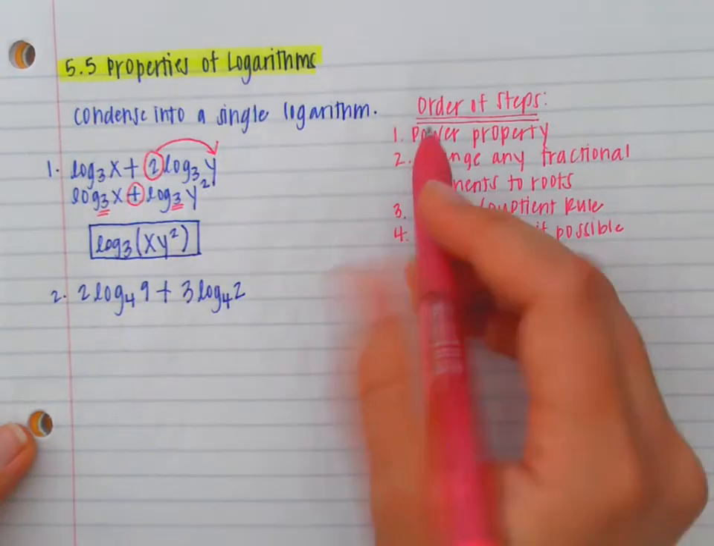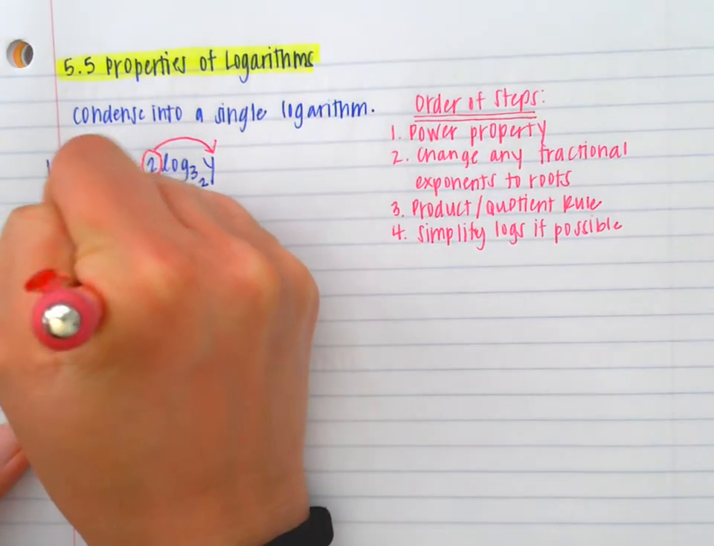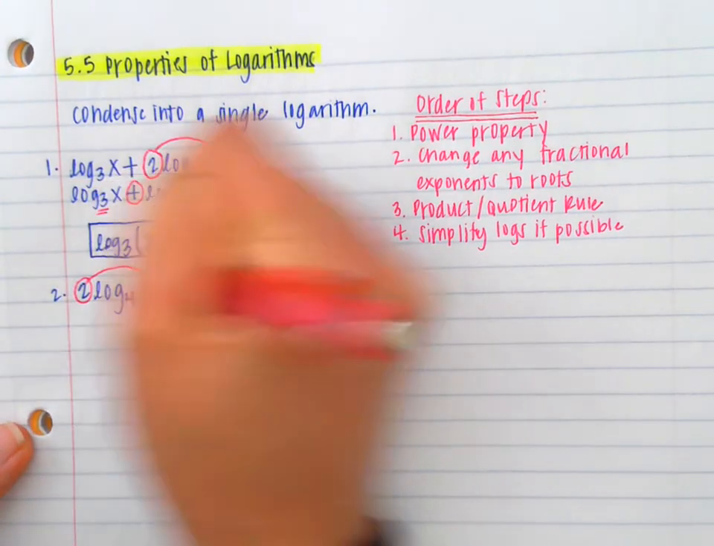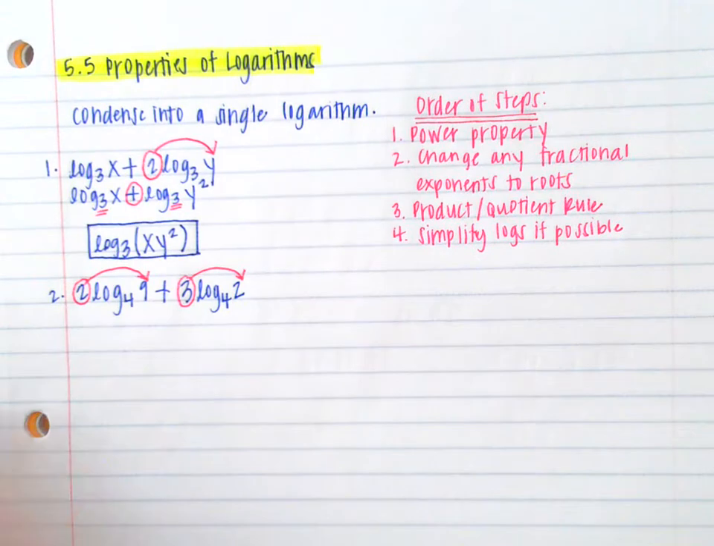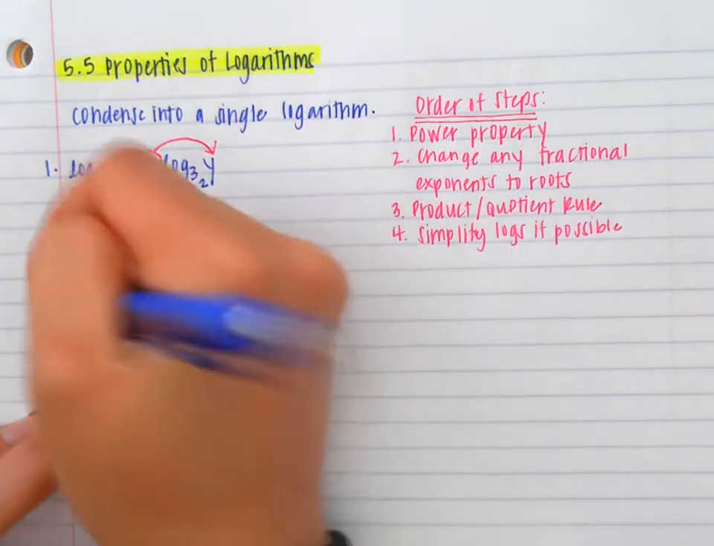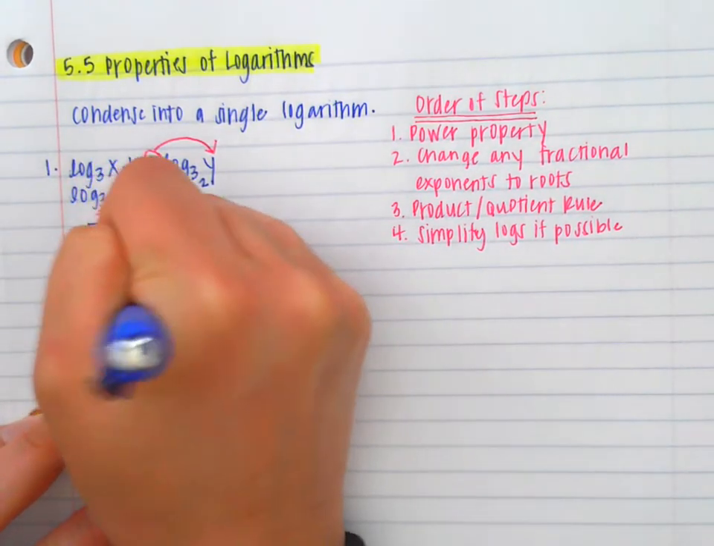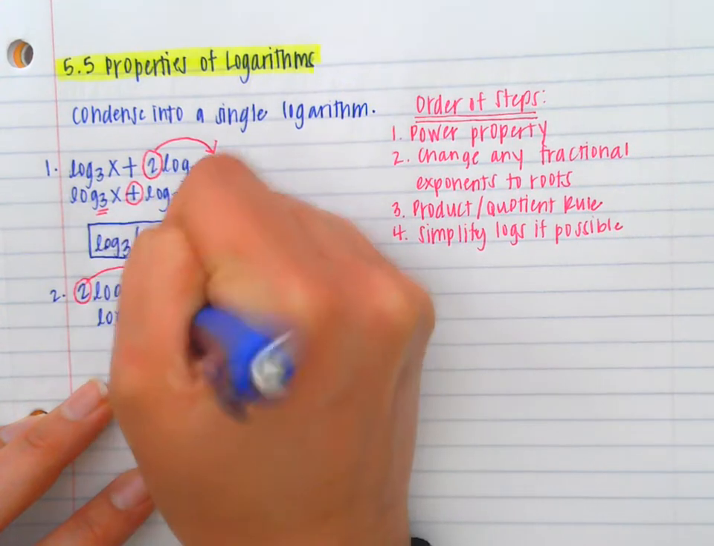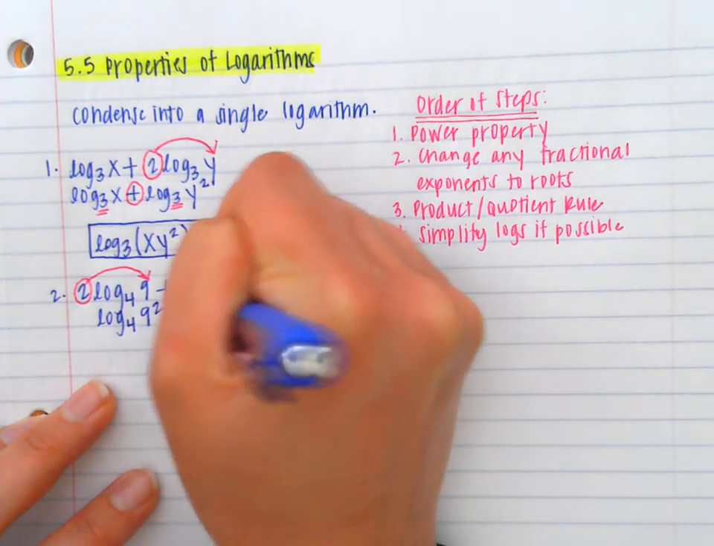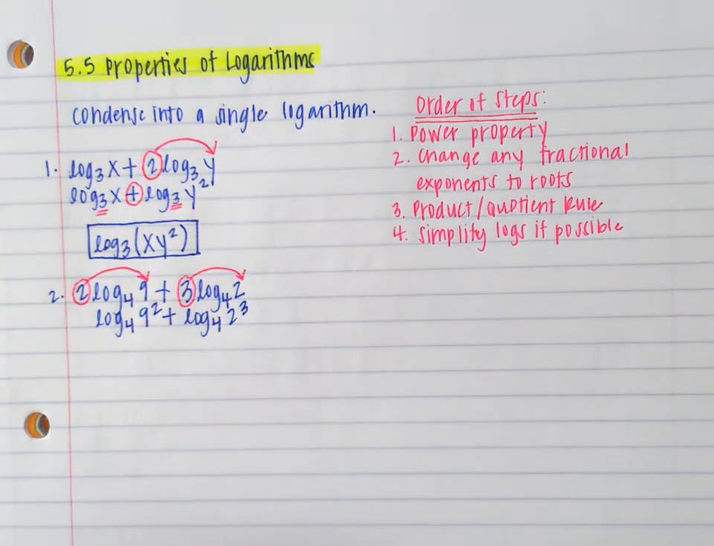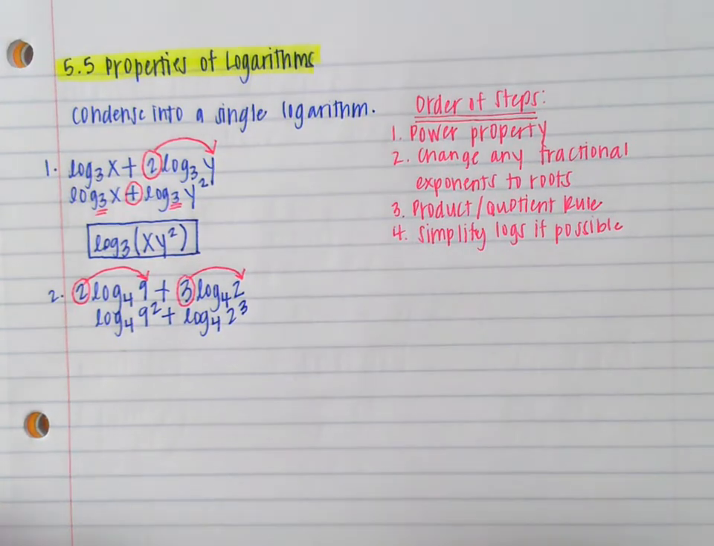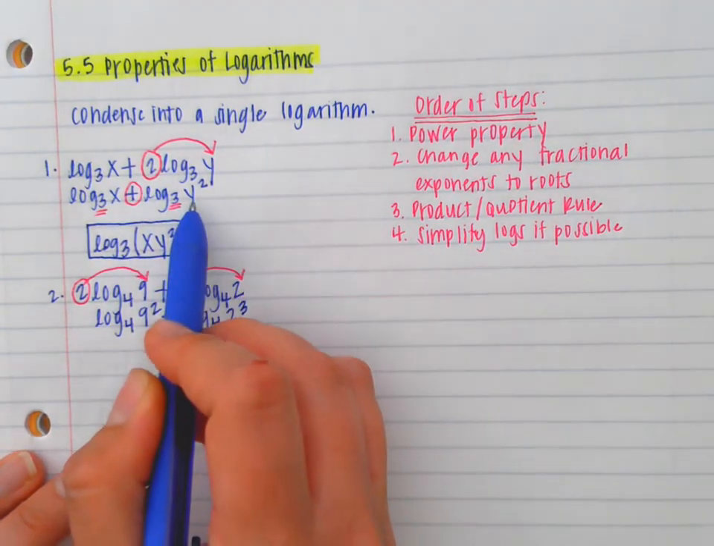Okay, so first thing I would do is the power property. I'd move the 2 to the 9. I'd move the 3 to the 2. So that would be log base 4 of 9 squared plus log base 4 of 2 cubed. Now 9 squared and 2 cubed, we know what those are. 9 squared is 81, 2 cubed is 8. We can simplify those. Unlike here, we couldn't simplify because it's a variable.